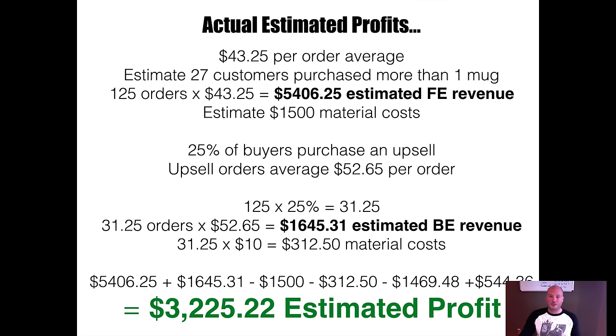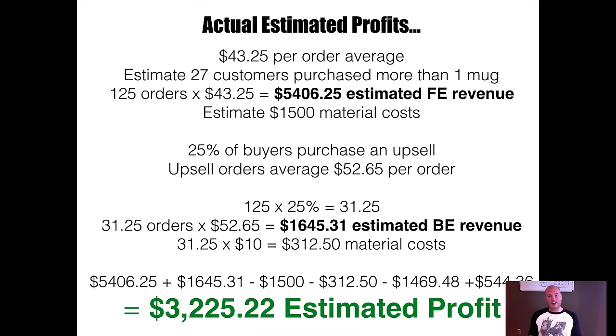Now this brings us to a new estimate of $5,406.25 as front-end revenue directly from our ads. Since we are selling more products, I went ahead and estimated, instead of the $750 material cost, I doubled it to about $1,500 material cost. Now, 25% of our front-end buyers will purchase an upsell, or will purchase in the back end of the system. So we want to account for that.